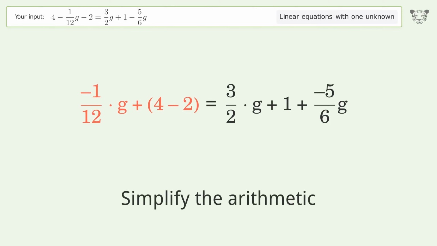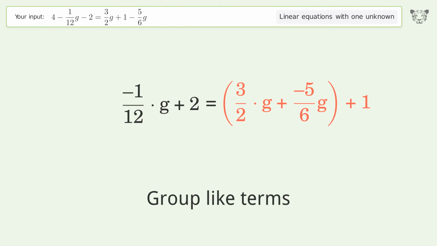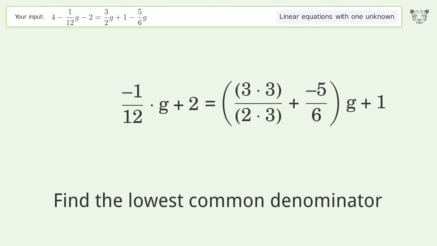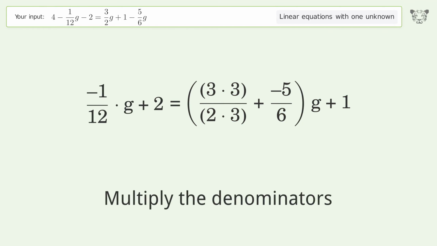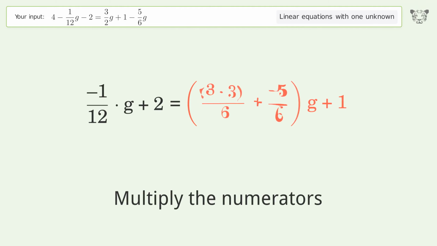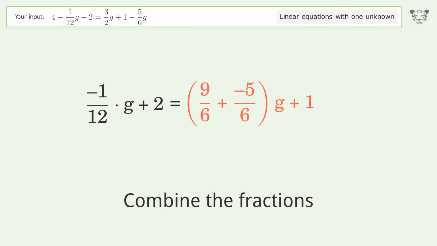Simplify the arithmetic. Group like terms. Find the lowest common denominator. Multiply the denominators. Multiply the numerators. Combine the fractions.